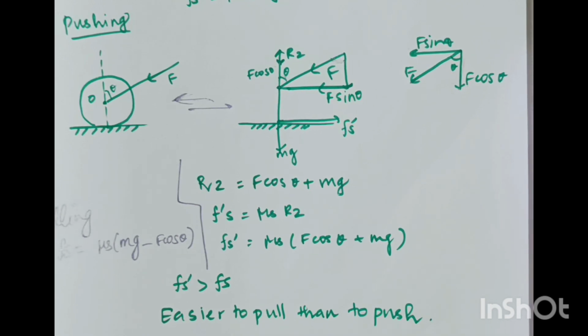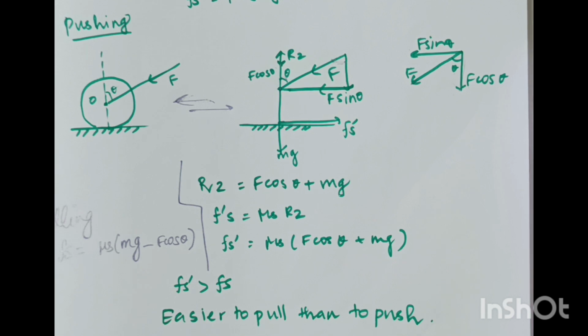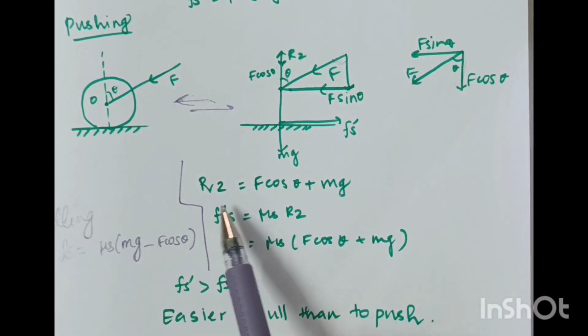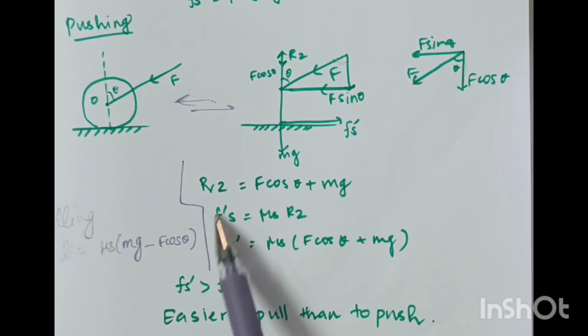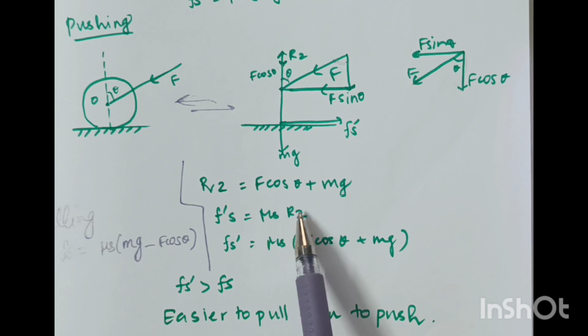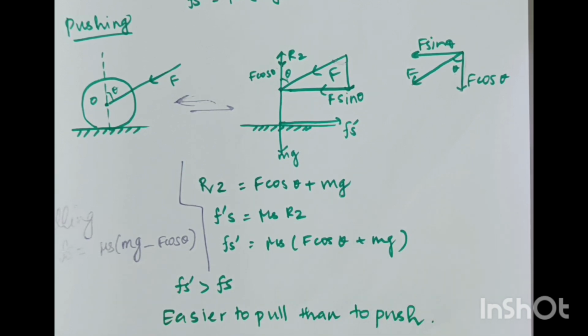Please remember one more thing. Here we are taking a condition where the roller is being tried to push or pull. It is not actually moving, it is only being tried to push or pull with some force. Now from this we get R2 as F cos theta plus mg, and F dash s is mu s into R2. So F dash s equals mu s into (F cos theta plus mg).